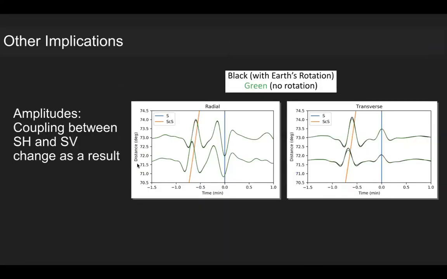Another thing is amplitude. This is the S phase here and the ScS phase at this distance range. You can see that there are slight amplitude differences between the rotating case and the no rotation case. So this could influence anything that measures amplitudes or uses them for source inversions. But again, this only happens at teleseismic distances. These differences become pretty much zero when you're within about 30 degrees of your source. So it's really only for teleseismic.